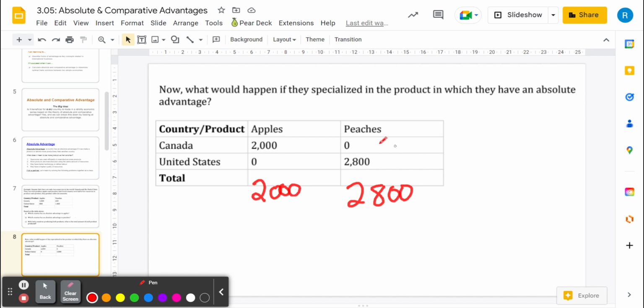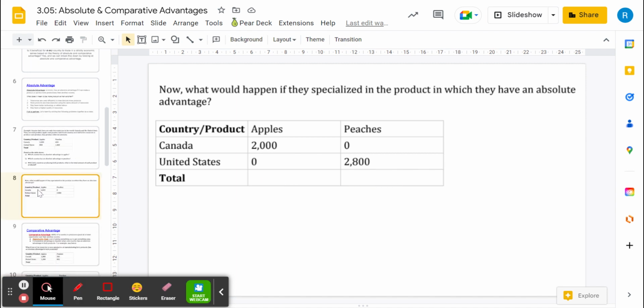So if Canada just said, hey, we're just going to make apples, and then maybe we'll trade the U.S. half the apples. And then the U.S. said, okay, great, we'll just make peaches. And then maybe they traded Canada half the peaches. Overall, they're ending up with more apples and more peaches, right? So specializing leads to overall output being greater. And obviously there's an incentive then for the countries to trade together. Because again, they're just going to end up with more goods overall, if that makes sense.